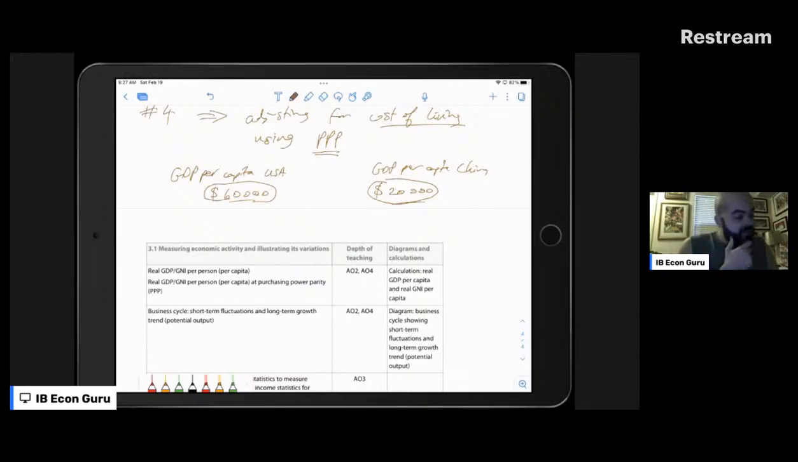Well, you can then double this instead. So instead of this being 20,000, using US cost of living, 20,000 in China is the equivalent of 40,000 in the US. Again, you have the same value. You can see that the average US citizen is only 1.5 times as rich as the average Chinese citizen. So it doesn't matter which direction you make the adjustment.